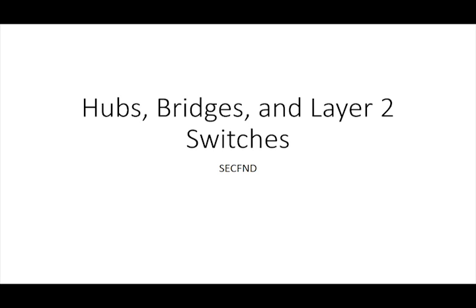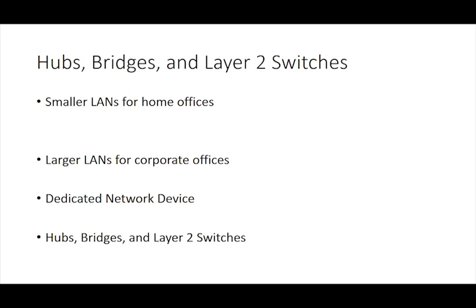Local area networks, or LANs, are very widely in use. A LAN may consist of two devices in a home or office, or several devices in an office environment. When you connect three or more devices together, you need a dedicated network device to enable communication between the individual devices. In this topic, we will cover three different types of network devices used to connect hosts: hubs, bridges, and layer 2 switches.